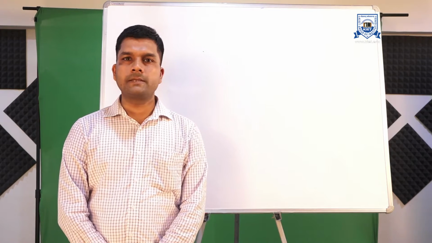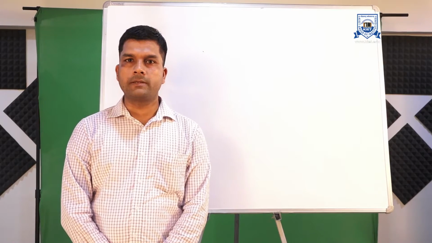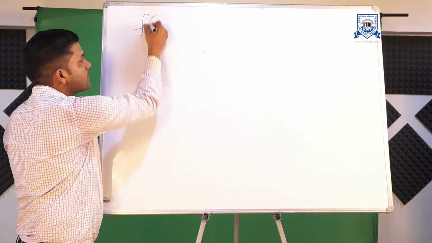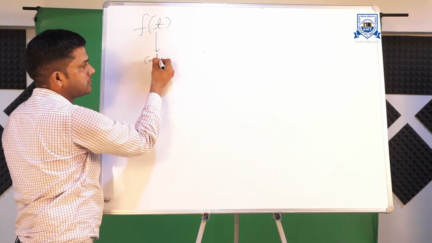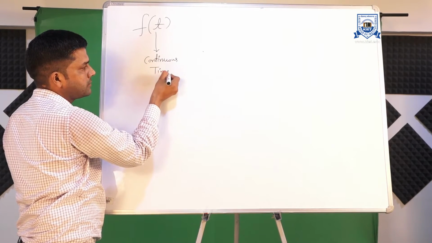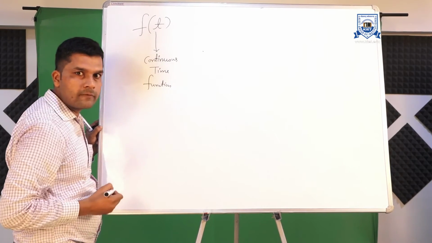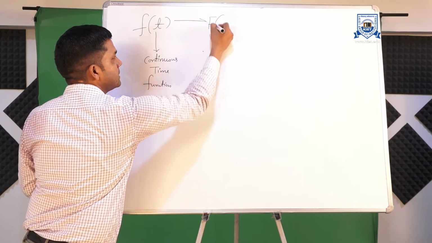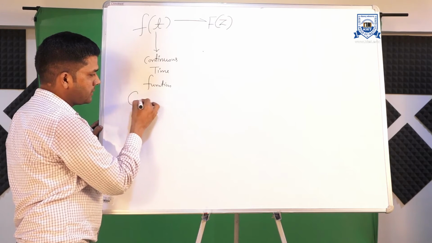In this lecture we will see how to transform a continuous time function into a Z domain function. If f(t) is given, what is f(t)? f(t) is a continuous time function. So how do we transform f(t) into F(z)? We can transform it into F(z) by using the given flow chart.